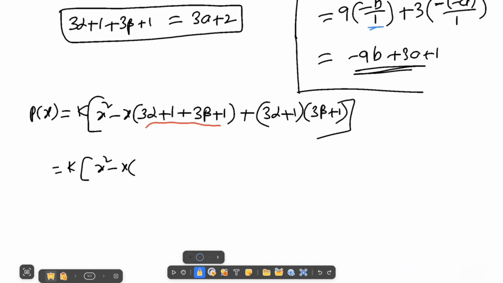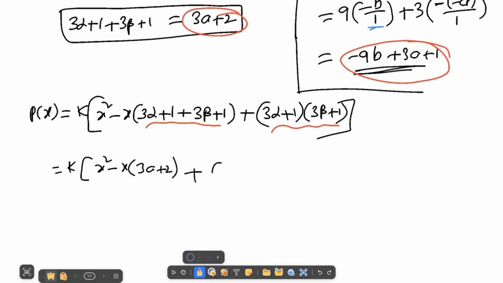What is the sum of the zeros here? We got 3a plus 2, right? So in place of that one we can write 3a plus 2. Next, the product of zeros, in place of this one what do we get? The product of zeros is equal to this one. What is that? Minus 9b minus 9b plus 3a plus 1.